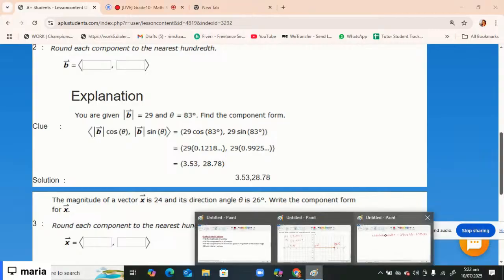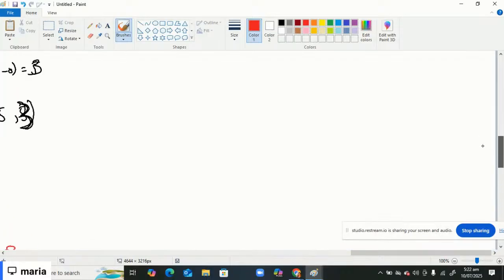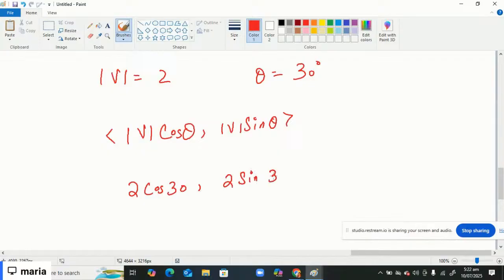Let's suppose the magnitude is given, which is 2, and theta is given, that is 30 degrees. Okay, now finding it out: magnitude of cos theta, magnitude of sine theta. Let's put in the values. This is 2 cos 30, 2 sin 30.